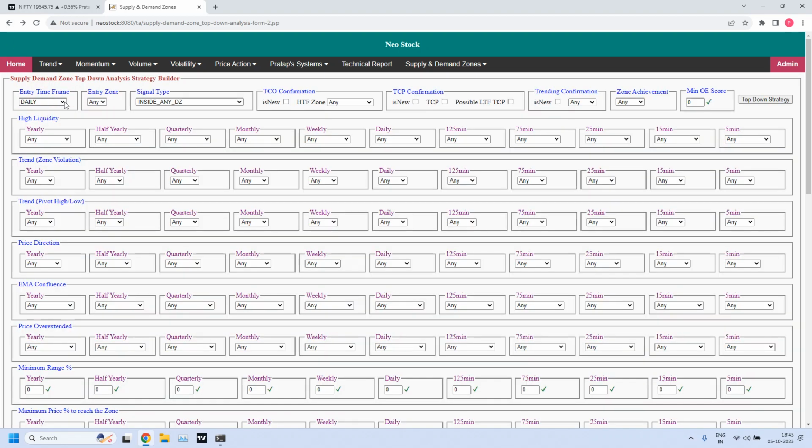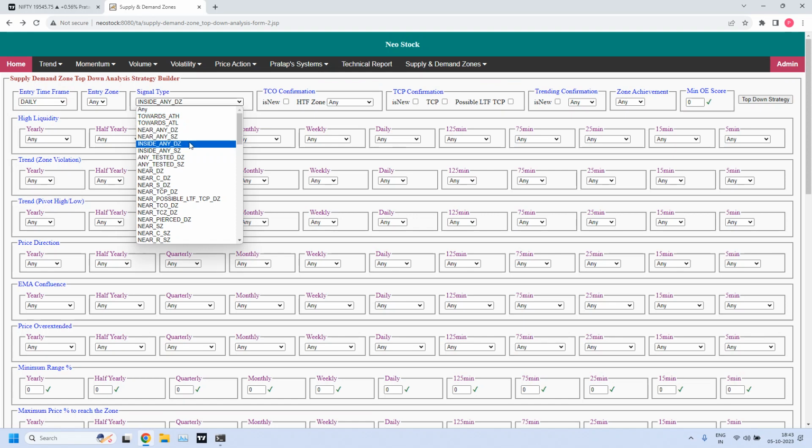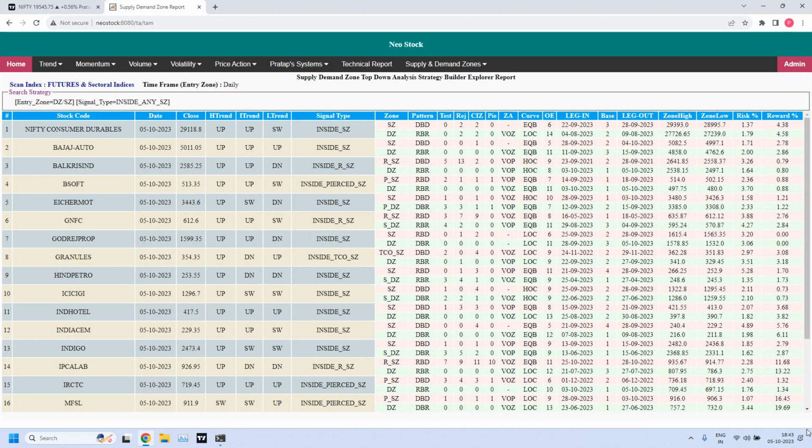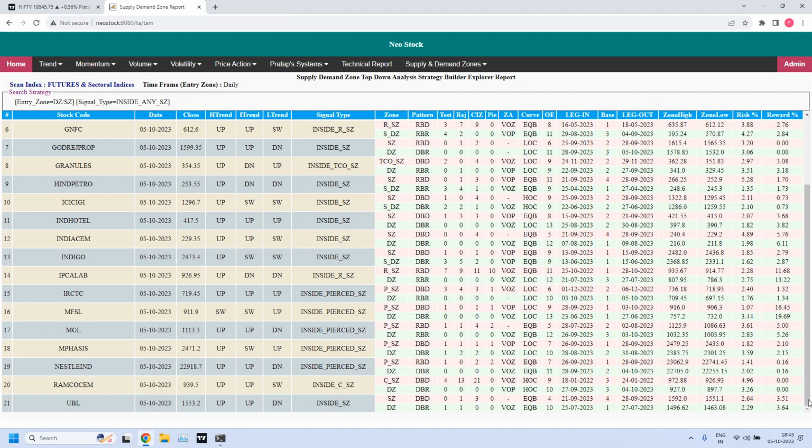So let's go back. Entry time frame daily. Let us find the stocks which are closed inside daily supply zone. So this is the filtered list. So total 21 stocks are filtered where price closed inside daily supply zone.